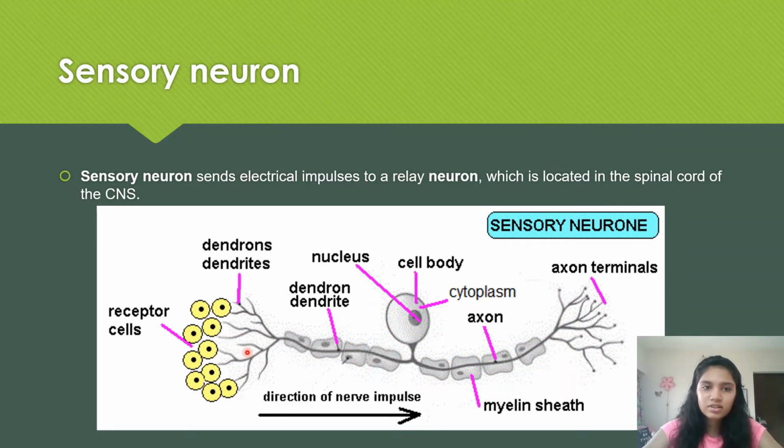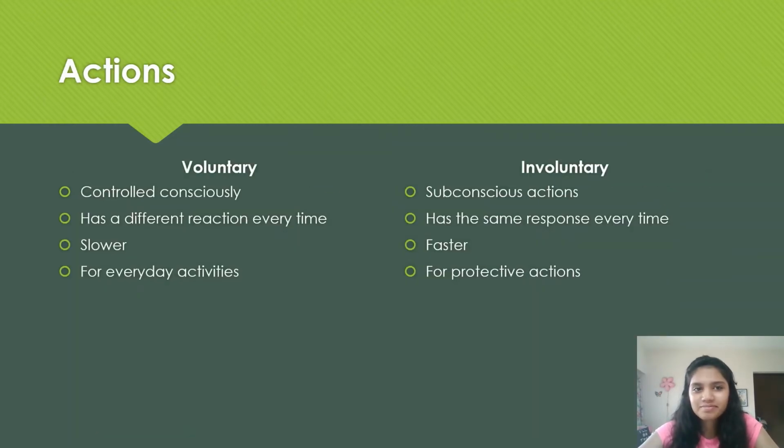So these receptor cells. Then you have dendrites. You have a myelin sheath and your axon terminals. You have your cell body, cytoplasm, and nucleus. So basically, what happens is the nerve impulse moves from here up. You should know that the receptor cells are always the first to detect a stimulus. A stimulus is basically a change in the external or internal environment of an organism. So that is basically a sensory neuron.